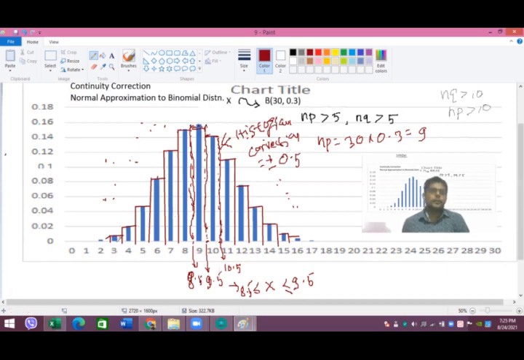And also, if you join the middle of each bar by a smooth curve, for example, then you can see that as if the binomial situation is getting fit to the normal situation. Therefore, the properties of normal distribution can be applied to the binomial distribution in order to calculate the binomial probabilities.